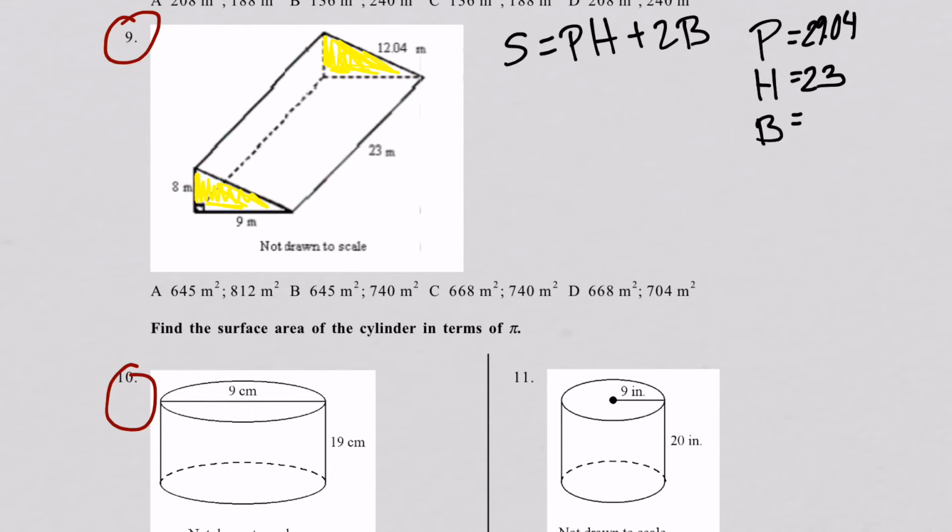And B, the area of the base. The base is a triangle, so make sure you use the correct formula. To find the area of this triangle, it's 1/2 base times height, right? That's the area of a triangle. Make sure you use the correct base and height here. In this case, we're talking about only the triangle, the base of the triangle and the height of the triangle. So the base of the triangle is 9, and the height of the triangle is 8.